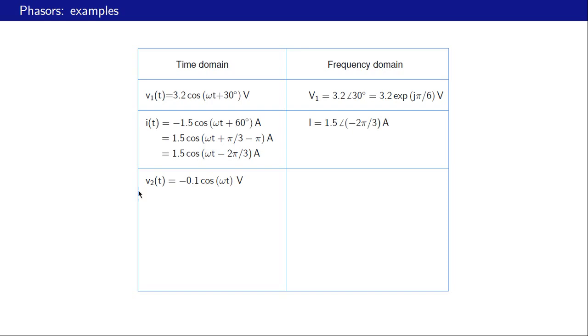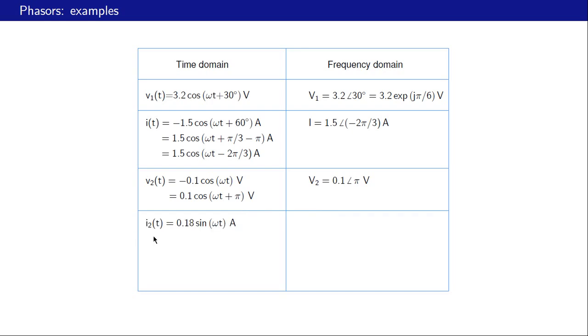Next example, V2 of t equal to minus 0.1 cos omega t. Once again, we don't want this minus sign here, so we rewrite this expression as 0.1 cos(omega t plus pi). This plus pi accounts for this minus sign over here. And note that we can either write plus pi here or we can write minus pi like we did in the last example here. Okay, now the corresponding phasor is magnitude 0.1 and angle equal to pi.